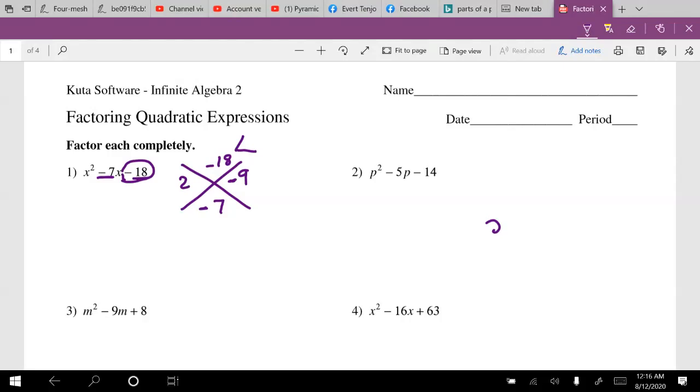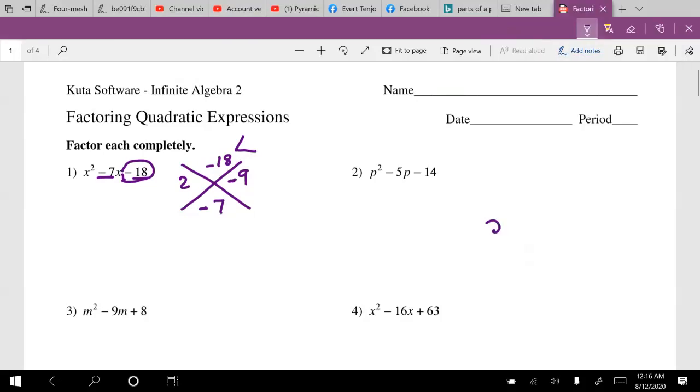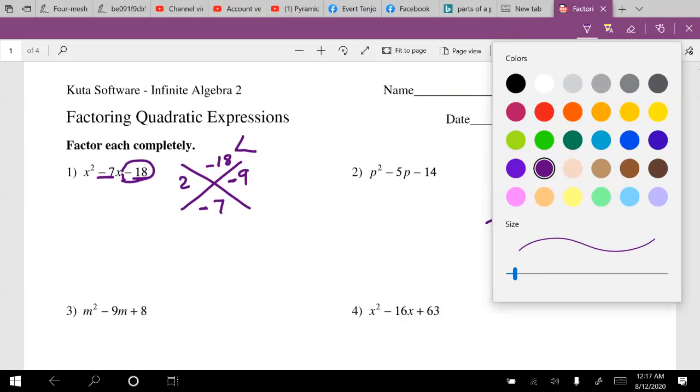So negative 2, negative 9 times 2 is going to give us 18, while negative 9 plus 2 is going to give us negative 7. Let's write in another color so you can see. Okay, let's try this.